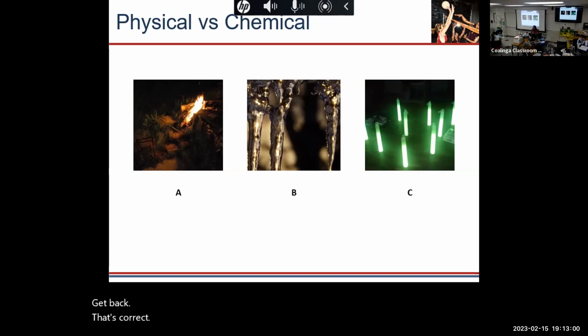A glow stick, glowing. So after you crack it, is that a chemical or is that a physical? Those who think it's a chemical, raise your hand. Remember, everybody votes. Those who think it's a physical. It is a chemical reaction.